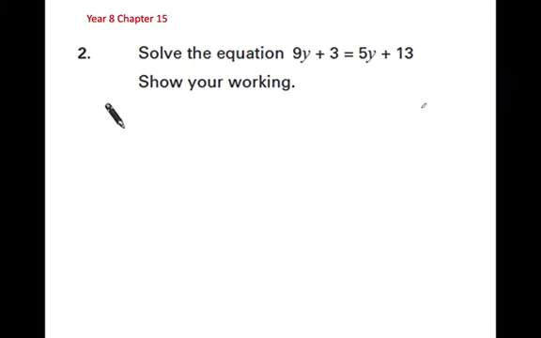This is something we looked at last week, so it's just a quick recap. We're going to solve the equation 9y plus 3 equals 5y plus 13. So I'm just going to copy that down here, and I'm going to use the arrows. As I was looking at last week, I want to get y just on one side. So which side has the least amount of y? The smallest coefficient. Well, it's this 5y here.